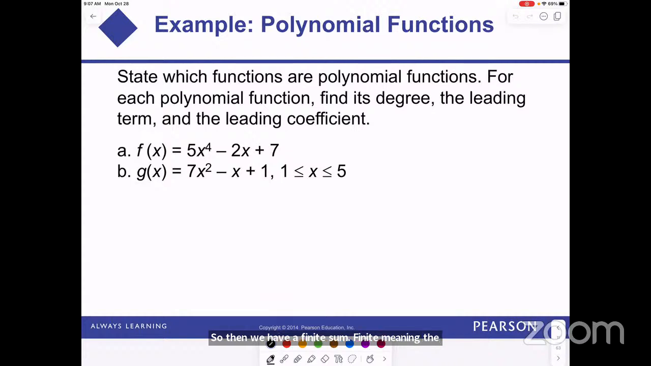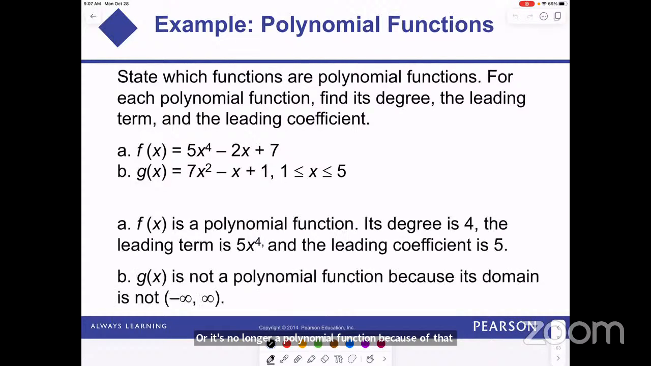In part B, without that restriction on the domain, it would be a polynomial. But because of that, remember, one of the properties of polynomials is that the domain is all reals. So because we have a restriction on the domain, it's no longer a polynomial function. So A is a polynomial function.